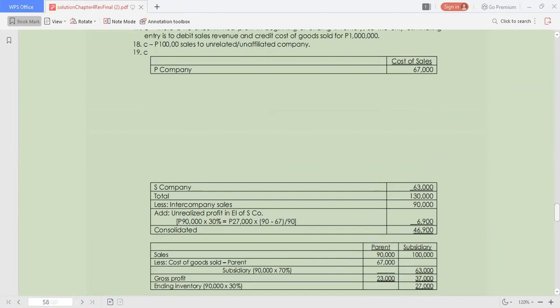Numbers 18 to 21. Pilfer Company acquired 90% ownership of Scrooge Corporation in 20X3 at underlying book value. On that date, the fair value of the non-controlling interest was equal to 10% of the book value of Scrooge Corporation. Pilfer purchased inventory from Scrooge for 90,000 on August 20, 2024, and they sold 70% of the inventory to unaffiliated companies. So meaning only 70% was sold.